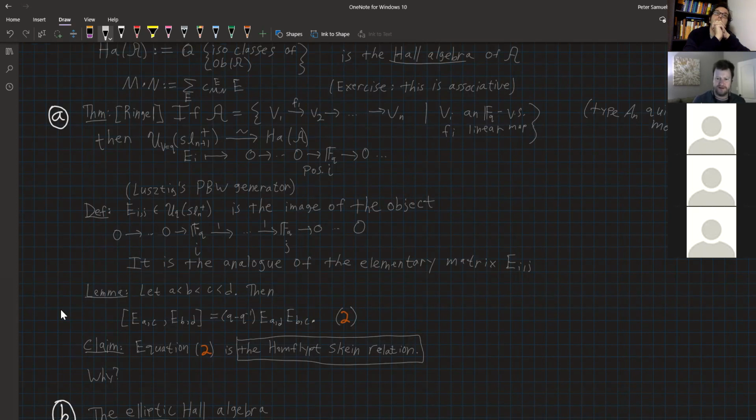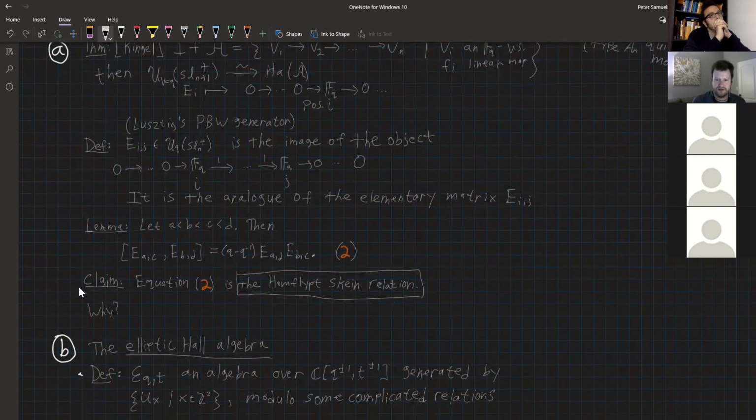Anyway, let me draw a picture. I haven't said why, right? Why do I think this is the Skein relation? So let me draw a picture, and the picture is sort of suggestive, and then I'll talk some more about why maybe it's a little more than suggestive. Let's just assume a, b, c, d are consecutive. It'll just make it easier to draw. So the sequence looks like this.